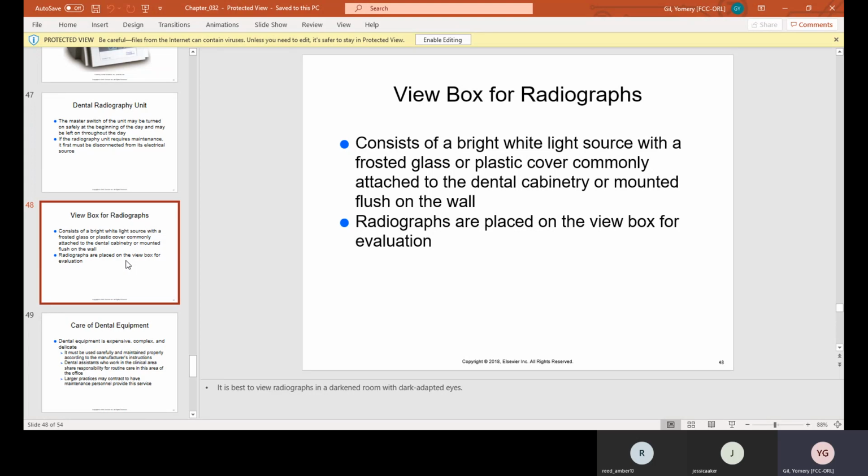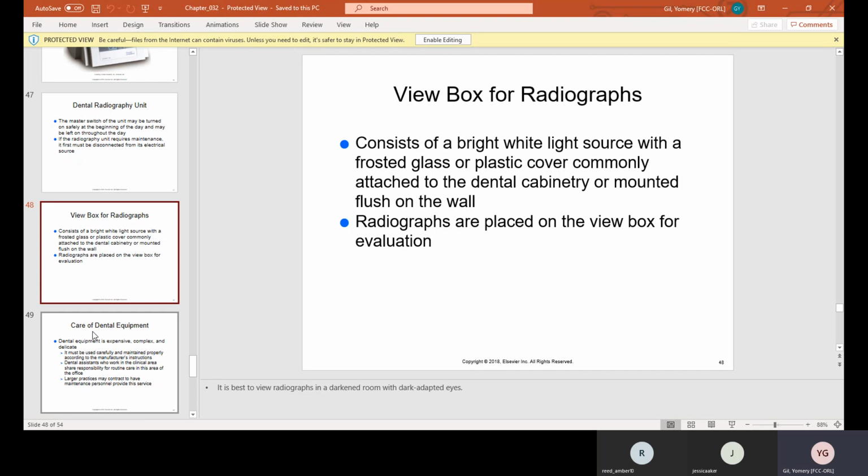Radiographs are placed on the view box for evaluation, and it's basically just a box. It has a bright white light. You put the film in front of it, and that's how the doctors will see it. But if you're going into an office that does digital x-rays, the digital x-rays will go automatically into the computer and you'll view it like that.